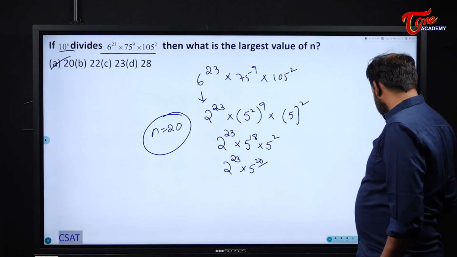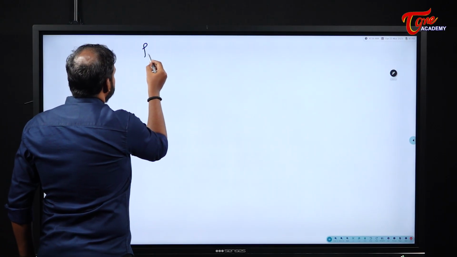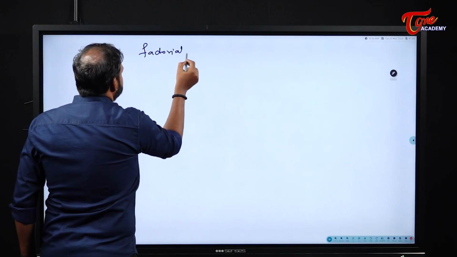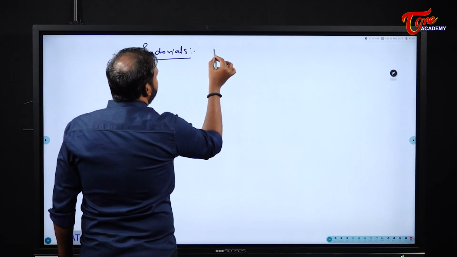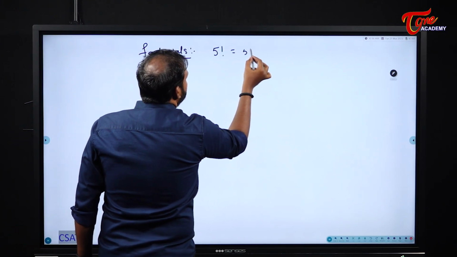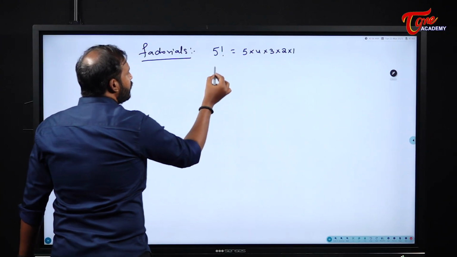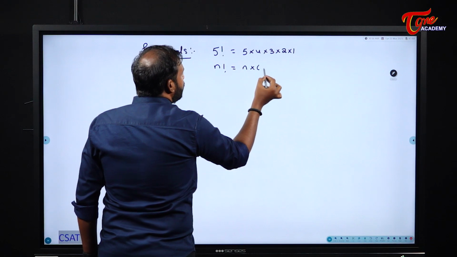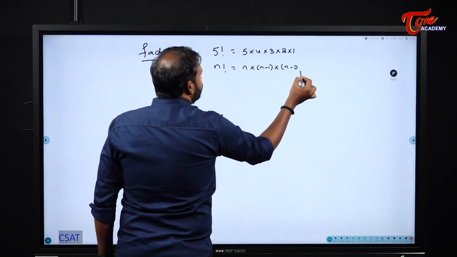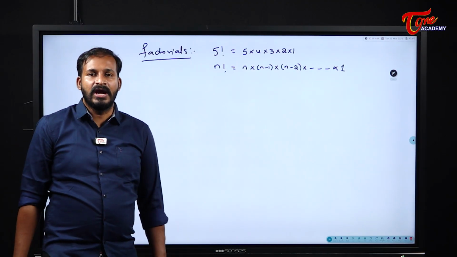Okay. Next. See here, students. Like this we will solve the problems by observing 2's and 5's. But in the case of factorials, there will be some questions based on factorials. What are called factorials? See here, if I have 5 factorial, what is the meaning of 5 factorial? 5 into 4 into 3 into 2 into 1. Similarly, if I have n factorial, n factorial means n into n minus 1 into n minus 2 and so on until we reach 1. In this manner, we will write the values for factorials.